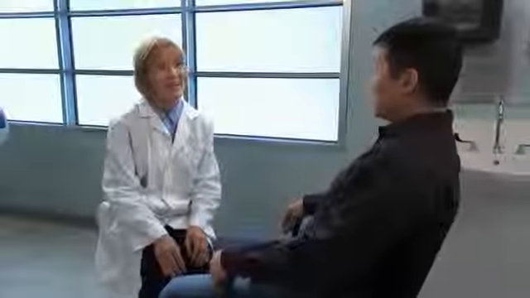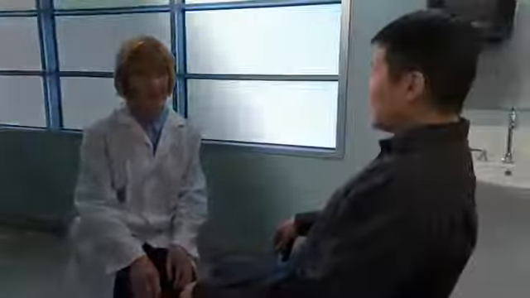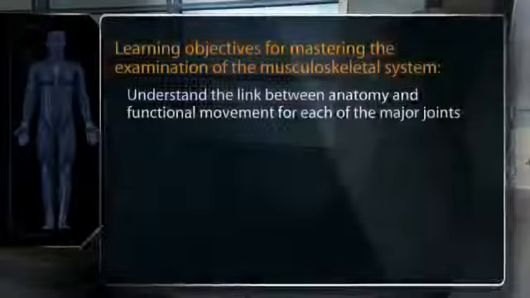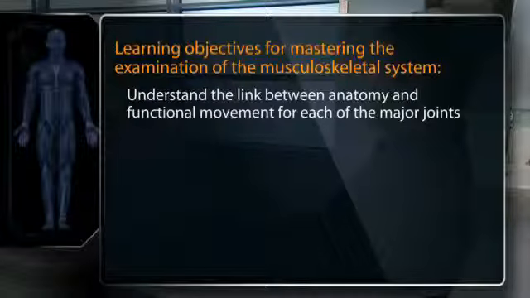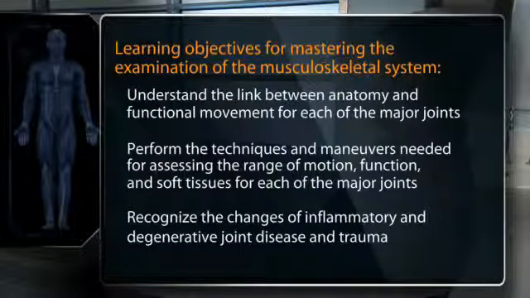Nice to meet you. Your learning objectives for mastering the examination of the musculoskeletal system are to understand the link between anatomy and functional movement for each of the major joints, and to perform the techniques and maneuvers needed for assessing the range of motion, function, and soft tissues for each of the major joints. It is also important to recognize the changes of inflammatory and degenerative joint disease and trauma.